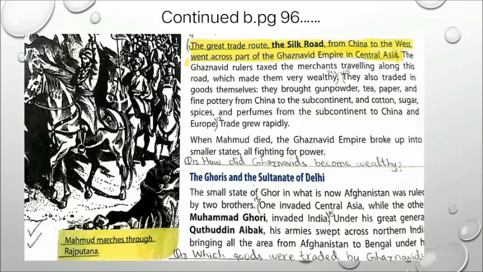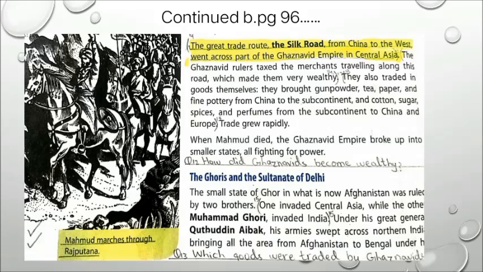Trade grew rapidly. To keep their empire, to keep their states financially stable, or you can say more wealthy, they began to focus on their own trades. They started import and export of different products all around the world, especially the subcontinent and Europe. But when Mahmud died, the Ghaznavid Empire broke up into smaller states, all fighting for power.